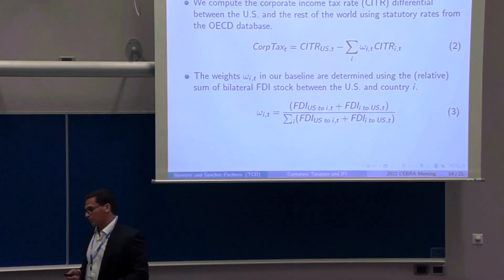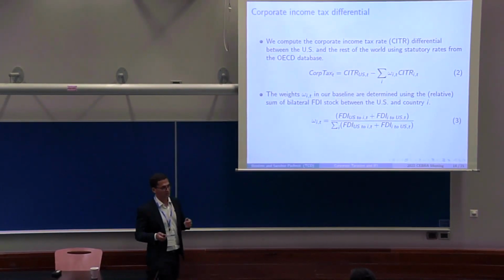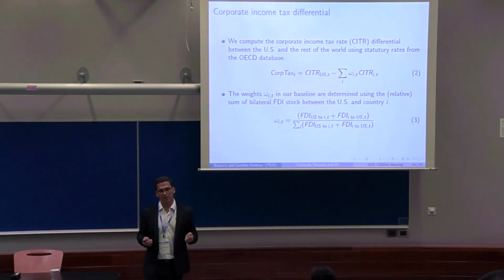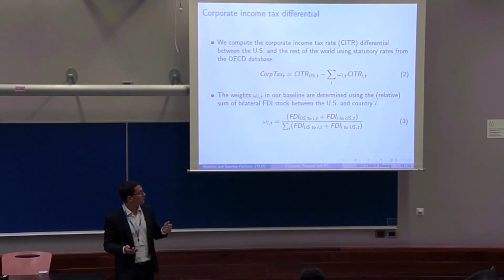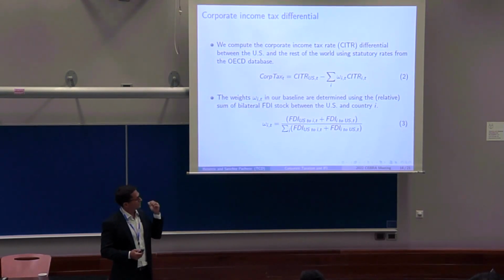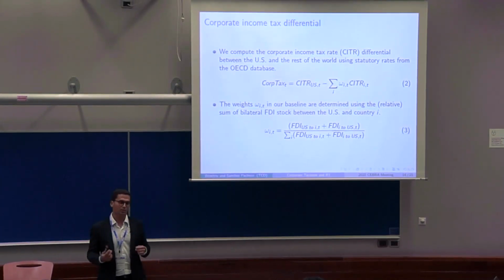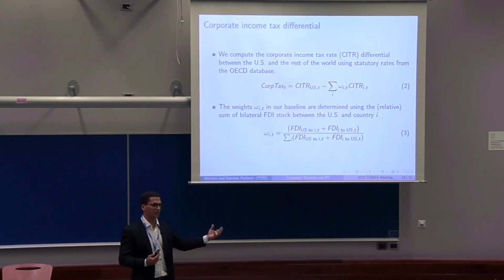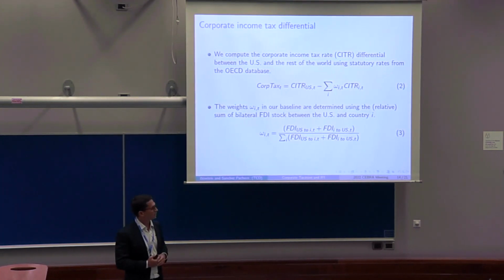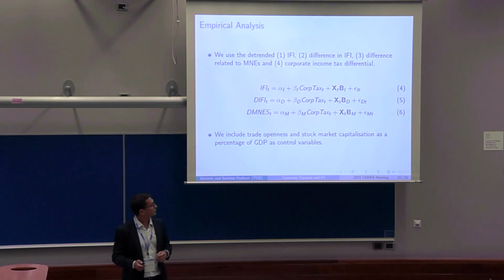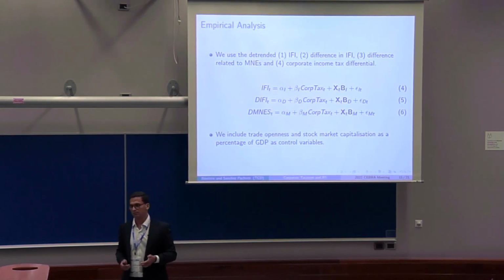We compute the corporate income tax differential as the difference between the US statutory corporate income tax rate and a weighted average of the rest of the world. To weight that, we use the sum of bilateral FDI stock between the United States and a given country I. In our robustness checks, we use different weighting schemes, but the results won't change. We then detrend all the variables. These variables all have a time trend, so we detrend them.